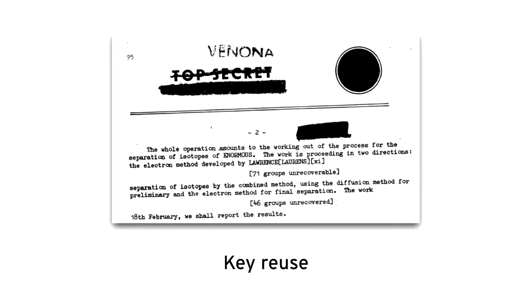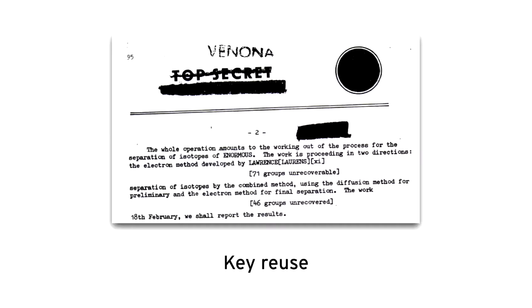So before I go on to general usability principles that form the founding pillar of the usable security field, I want to give some examples of usability failures. So you might be familiar with Project Venona. This was an effort by the US intelligence agencies to try and decrypt Soviet communication. And they actually were pretty successful.